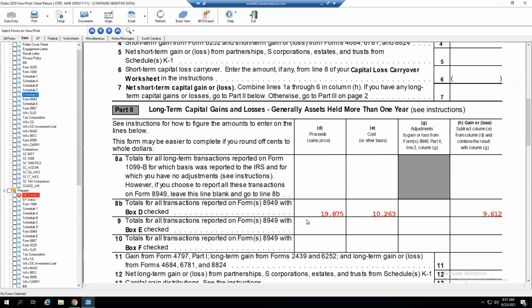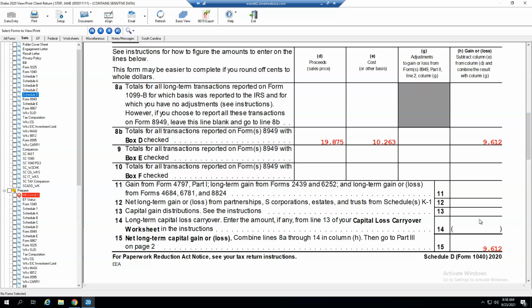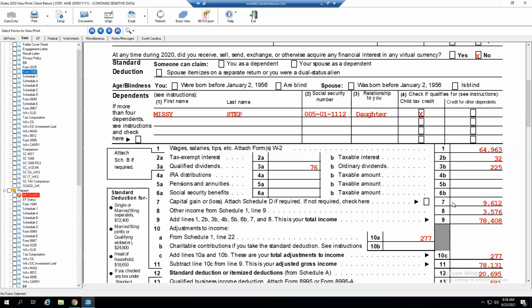All right, so Jane has some long-term capital gains. She received proceeds of $19,875, and she had a cost basis, which is what she paid for it, of $10,263, and that's what brings her capital gains to $9,612. That $9,612 is right here on line 7. So the number didn't come from just out of thin air. There is another schedule that goes with it. Okay, and then the next line is Schedule 1 with other income. So let's go to the Schedule 1.